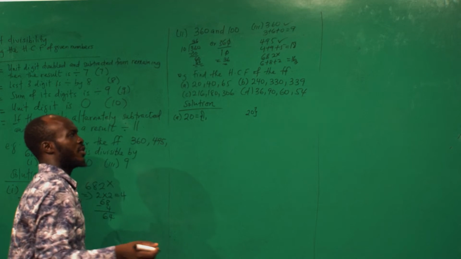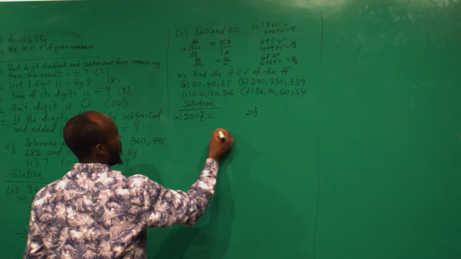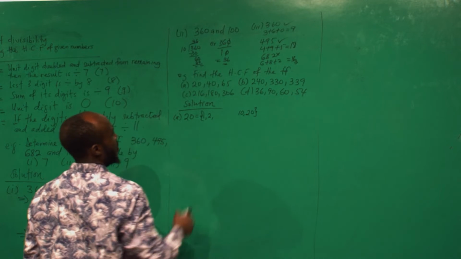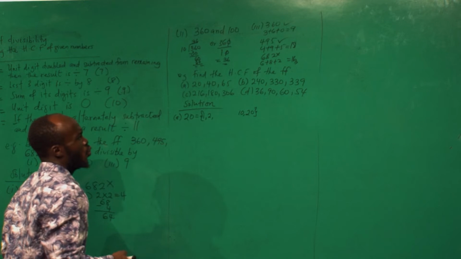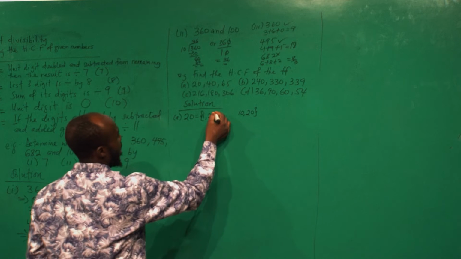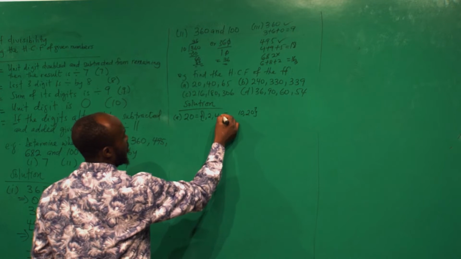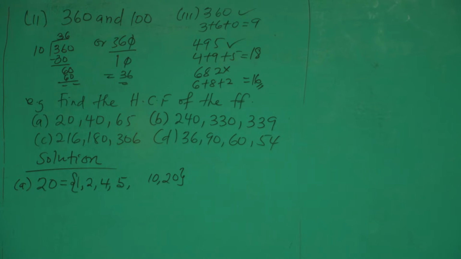Then can 2 go? Yes. 2 times what gives 20? 2 and 10. Can 3 go? No. Can 4 go? Yes. 4, 5, 20. And 5 is already there. 6 can't go, 7 can't go, then 10 is already there, and that is it. Let's take 40.